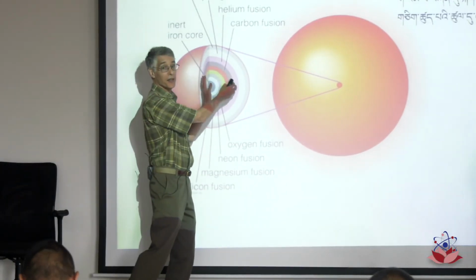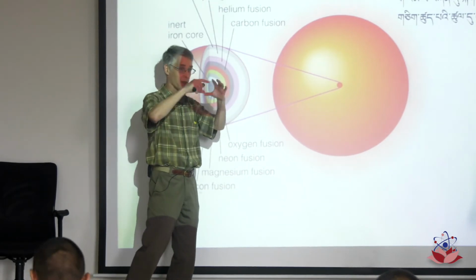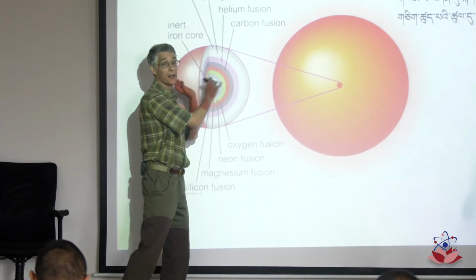So it's like the layers in an onion. If you cut an onion, you see concentric shells. Same with a massive star.